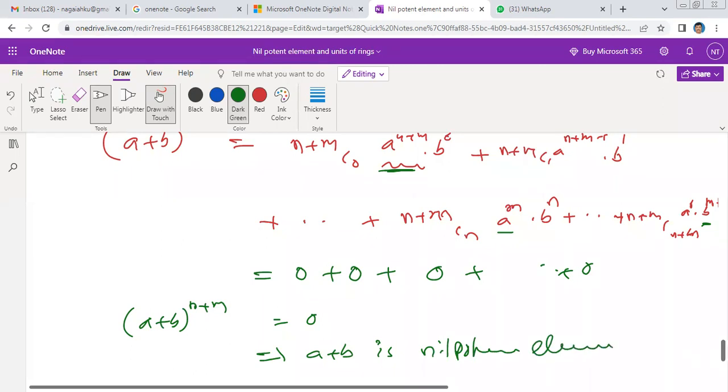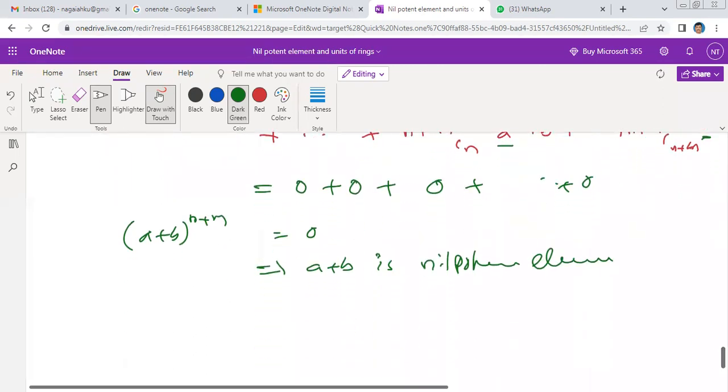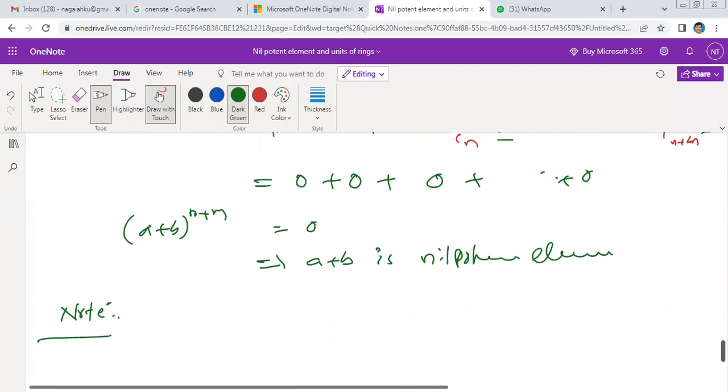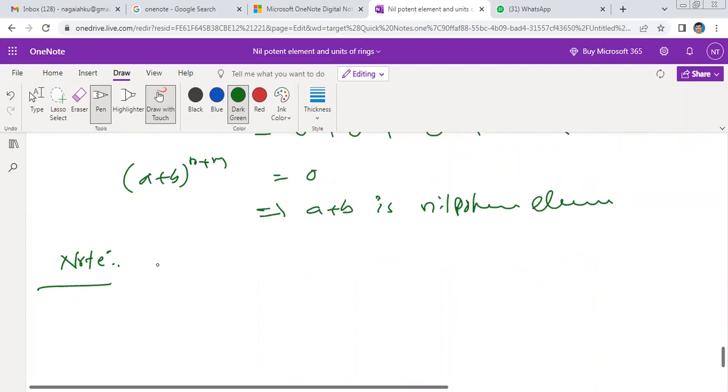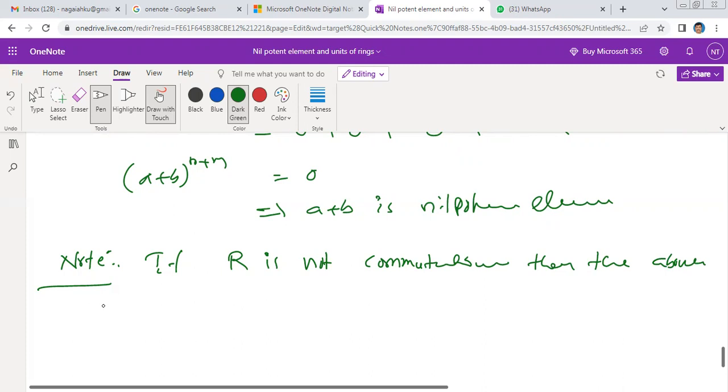But the condition is that the ring must be a commutative ring. Commutative is compulsory, so note that and check. Now I am giving one counterexample. If R is not commutative, then the above result need not be true.